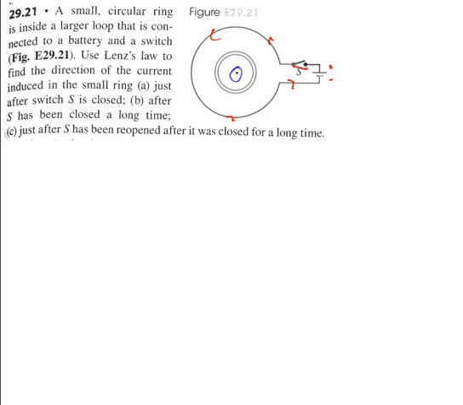And that inner coil doesn't like that. It's going to try and fight the change. It's going to try and make its own magnetic field that is going into the page. And it would do that by having a current that is going around like this.